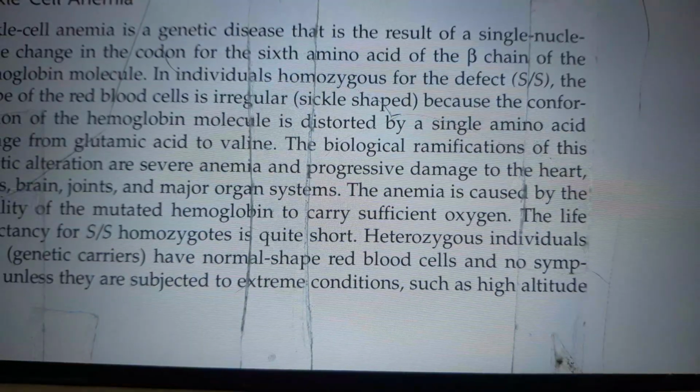Sickle cell anemia. This is a genetic disease that is the result of a single nucleotide change in the codon for the 6th amino acid of the beta chain of the hemoglobin molecule.